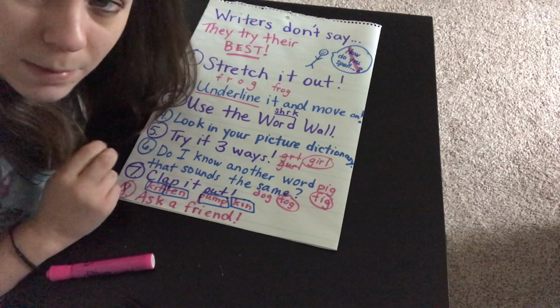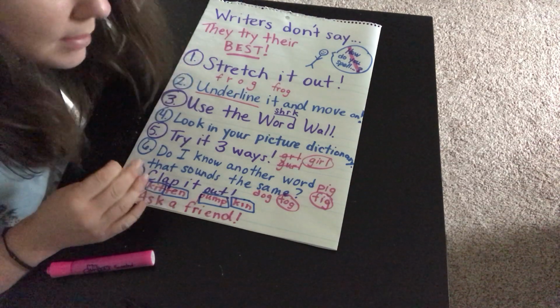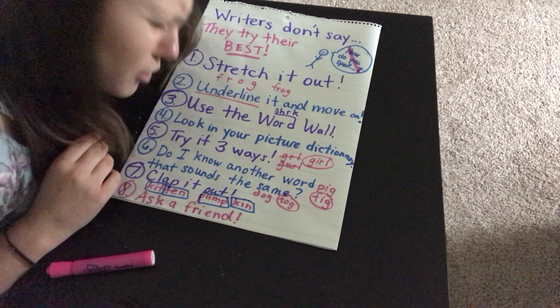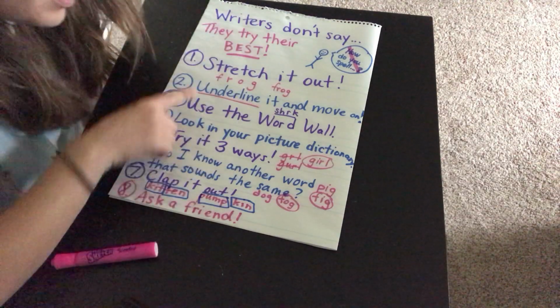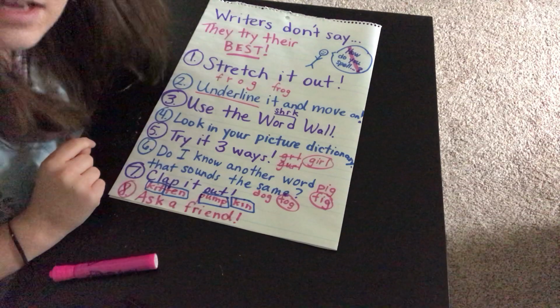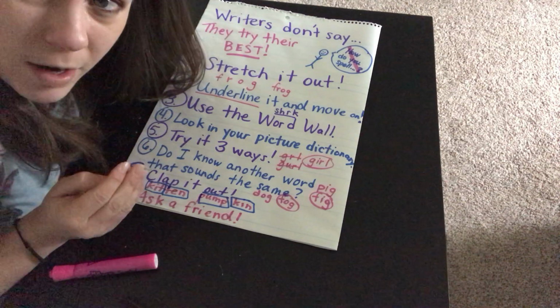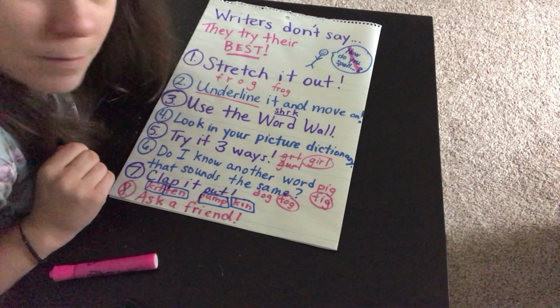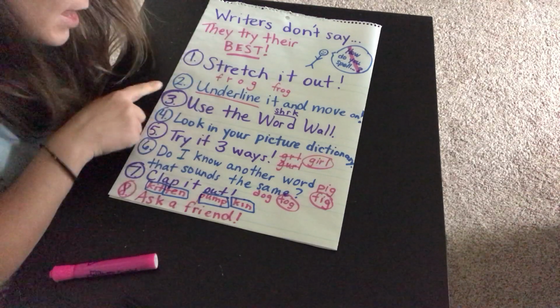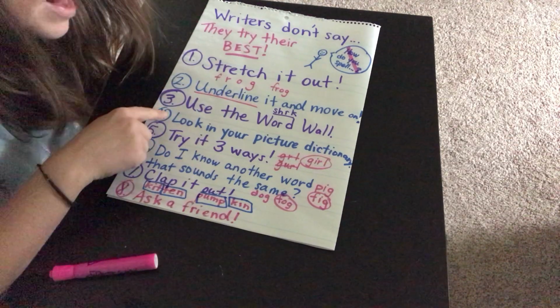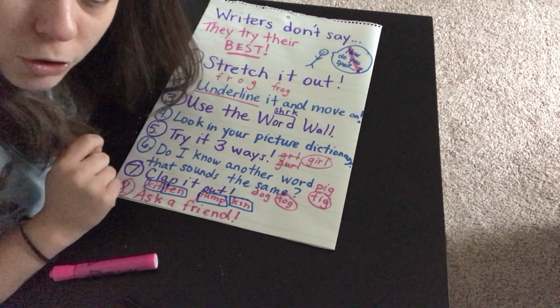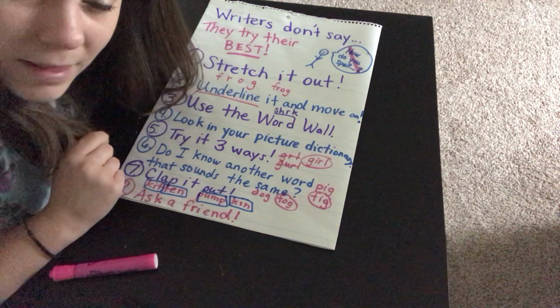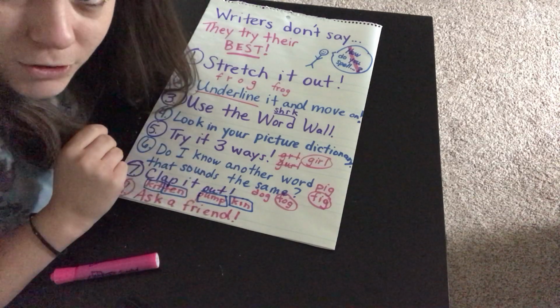So mainly, the main point of today's lesson is writers don't say, how do you spell? I don't know. They don't waste time doing that. They try a strategy and they do the best they can and they move on. And that's what I want you to do. Try the best you can when you're spelling. Try looking in your word wall, or try looking in your picture dictionary. Try to stretch out the word. You're just going to try your best and then move on to the rest of your story.